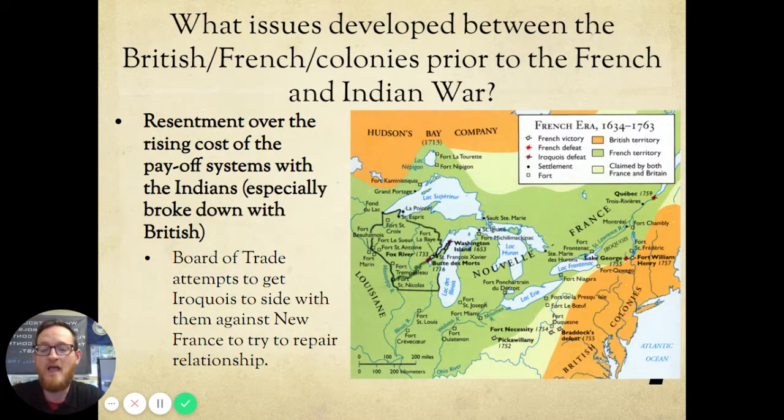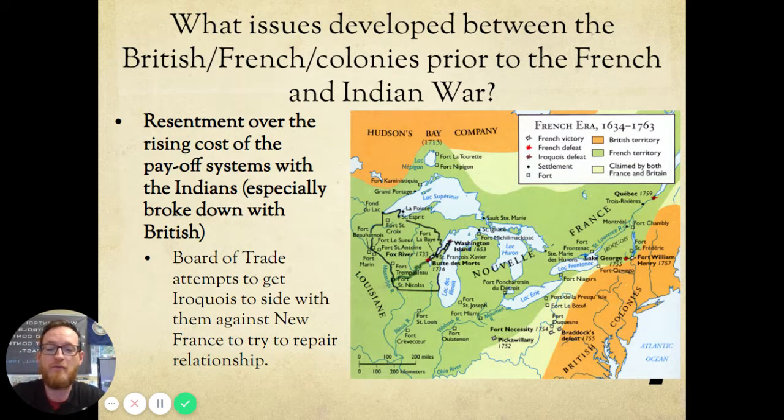Next up, you're going to see resentment over basically what had happened is that they had these payoff systems with the Indians, and what they were doing is paying them off not to attack them, basically to have peace with both sides. Well, there was a lot of resentment over this, and this system would break down, especially with the British. Now, the system worked better with the French because the French were not fighting against it completely all the time, in the same way that the British were.